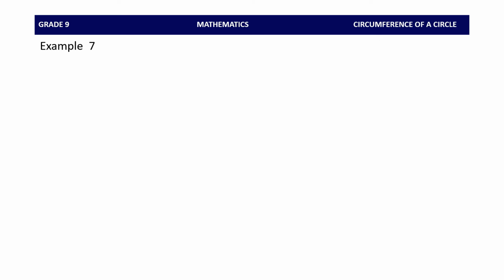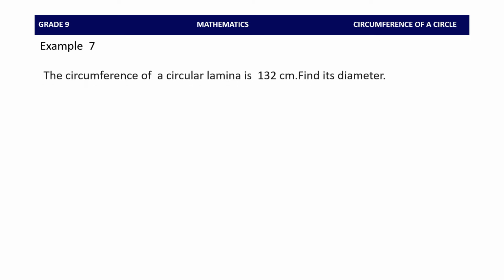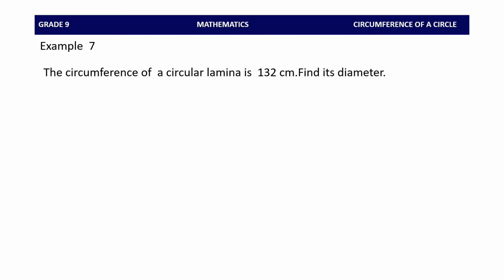Now another example. Example 7. The circumference of a circular lamina is 132 centimeters. Find its diameter. Here the diameter should be found. So we can use the formula C equal to πd. As the circumference is given as 132 centimeters, we can make the two equal. That is, πd is equal to 132.